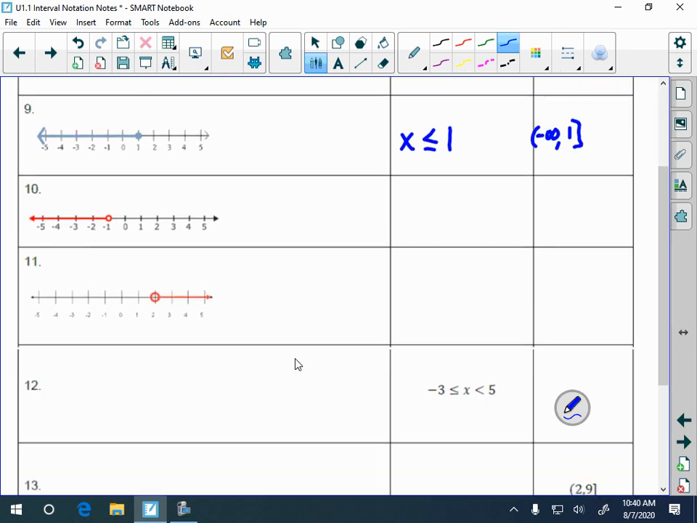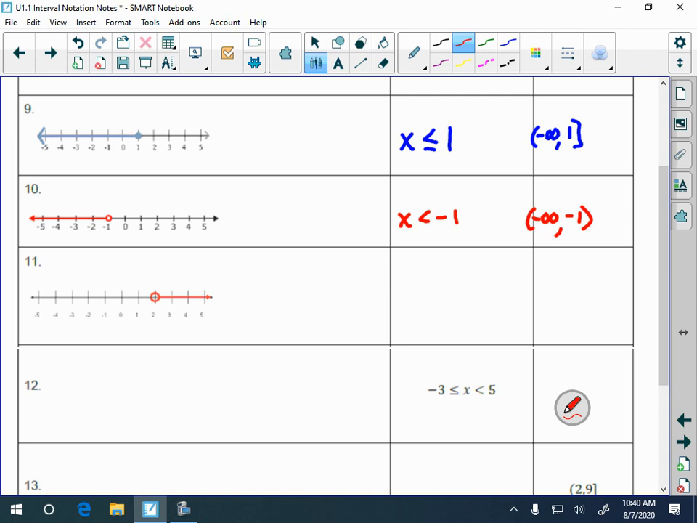All right, number 10. Everything that's less than negative 1 is shaded. So we can say x is less than negative 1, without the equal sign, because it's an open circle. And then our interval notation, working left to right, negative infinity is going to come first, and then go all the way to negative 1. Here we have to use a parentheses.